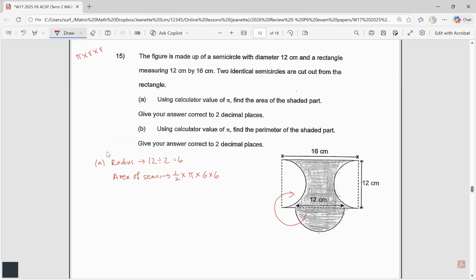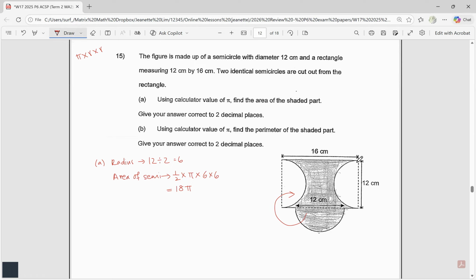Now take note, if the question asks for the calculator value of pi, in your working, you can give it in terms of pi first. You don't need to press the calculator value of pi until the very last step. This will save you from writing a lot of decimal points. So if you leave the pi alone, it's basically half times 6 times 6. Half times 6 is 3. 3 times 6 is 18. So it's 18 pi. So one semicircle is 18 pi.